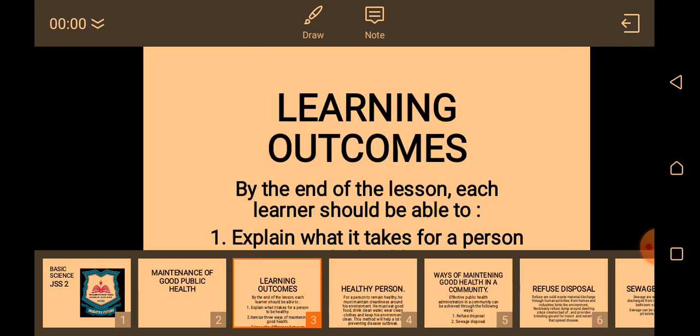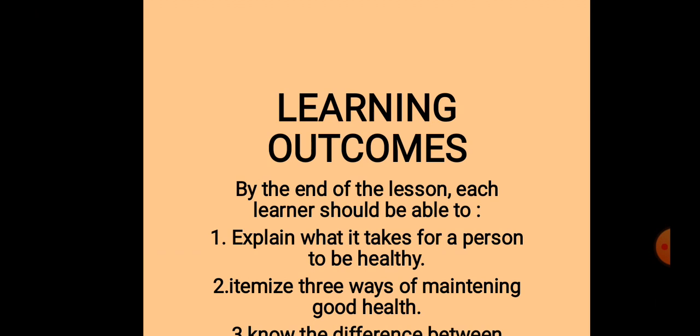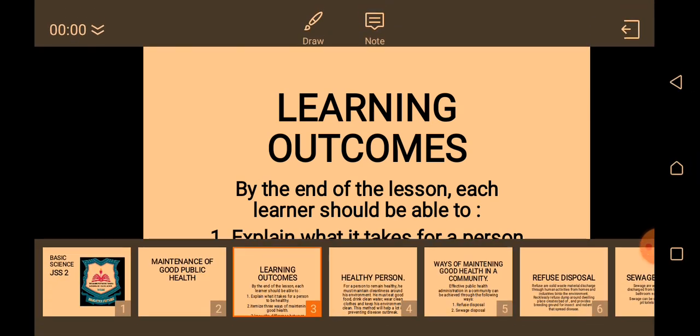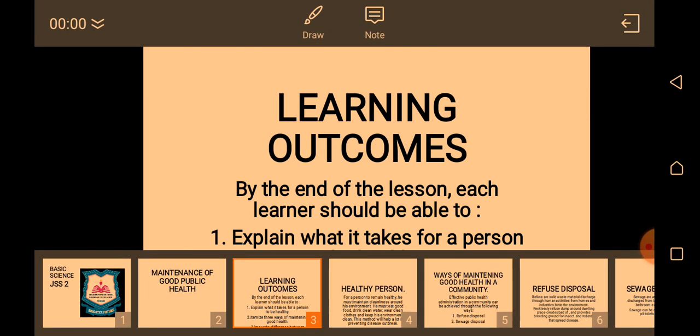And our outcome for this lesson says, by the end of the lesson, each learner should be able to, number one, explain what it takes for a person to be healthy. Number two, itemize 3 ways of maintaining good health. And lastly, know the difference between refuse and sewage.